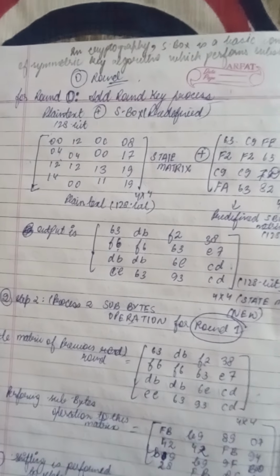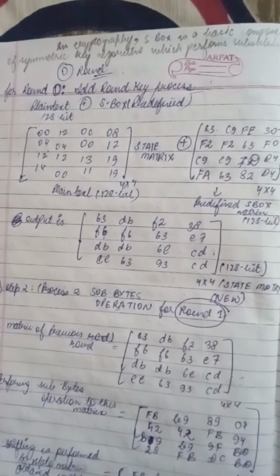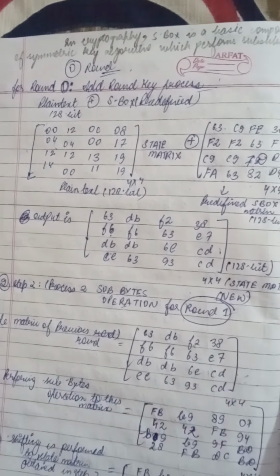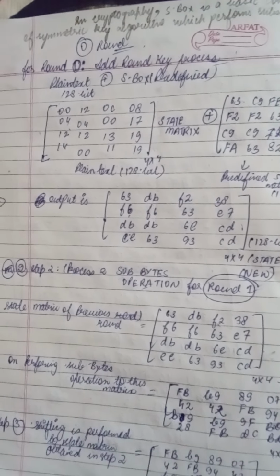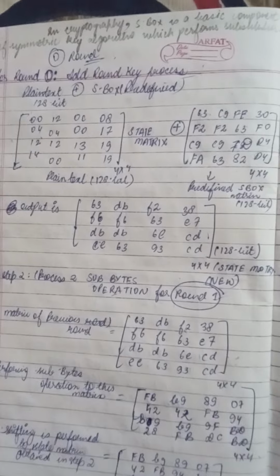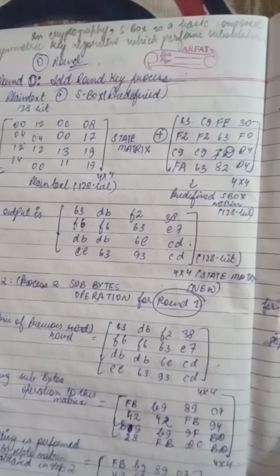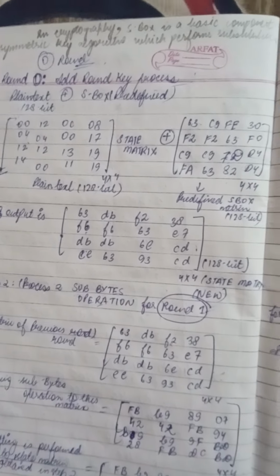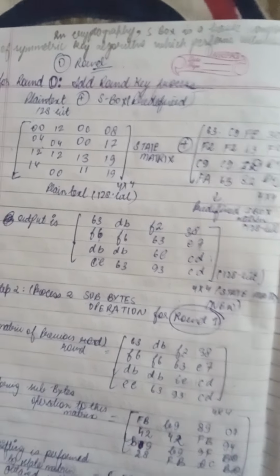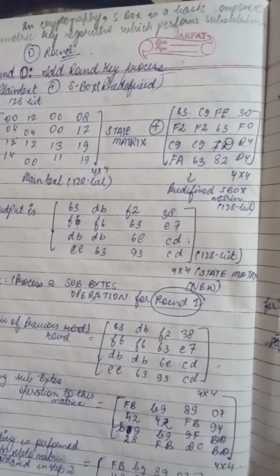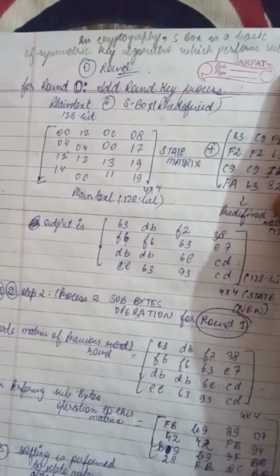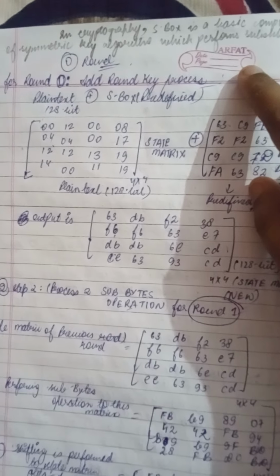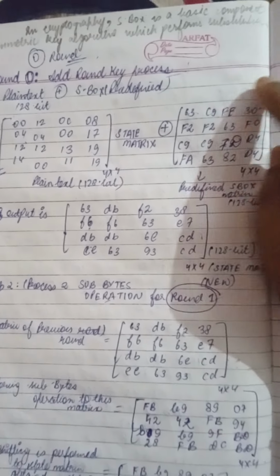So in total we have 14 rounds of encryption, that is add round key, sub bytes, then shifting is performed, and then multiplication of columns. So in total we have 4 processes which will be repeated in all 14 rounds. So now, firstly, for the encryption part, in round 0 the add round key process will be done first.